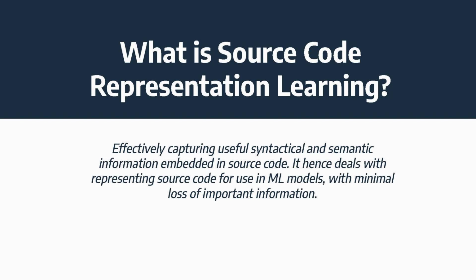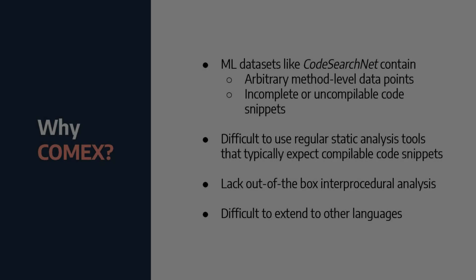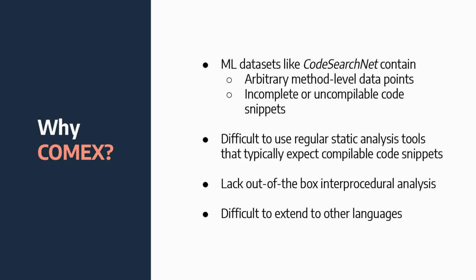It is the task of effectively capturing useful syntactical and semantic information embedded in source code. Hence, it deals with representing source code for use in machine learning models with minimal loss of important information. Most popular code-related ML datasets, like CodeSearchNet, contain arbitrary method-level data points and incomplete or uncompilable code snippets. This setting makes it difficult to use regular static analysis tools that typically expect compilable code snippets.